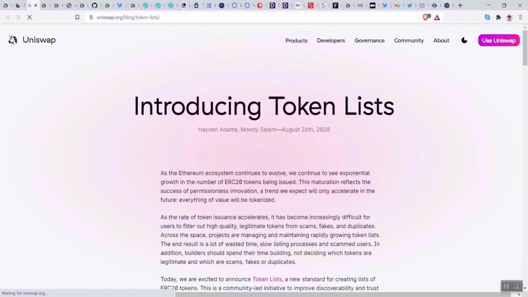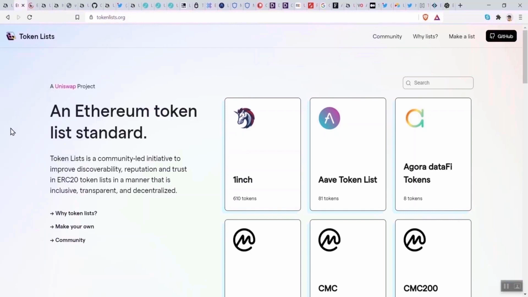Another key feature here of Uniswap is in the form of token lists. So it says an Ethereum token list standard. It's a community-led initiative to improve discoverability, reputation, and trust in ERC20 token lists in a manner that is inclusive, transparent, and decentralized. So these relate to various exchanges and decentralized marketplaces.